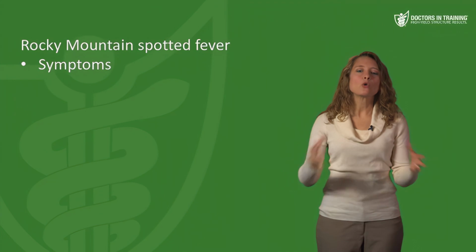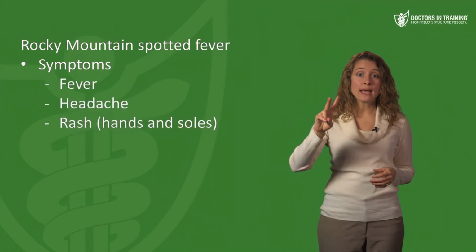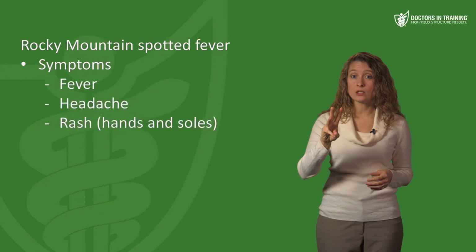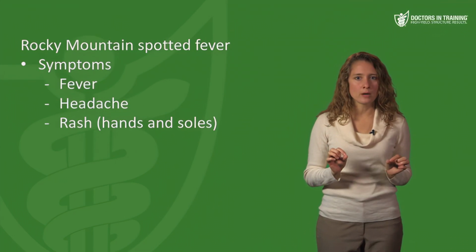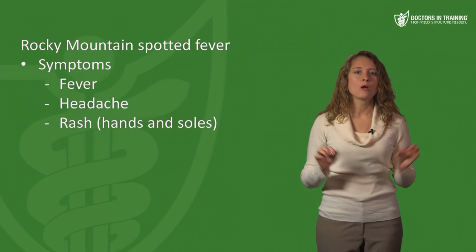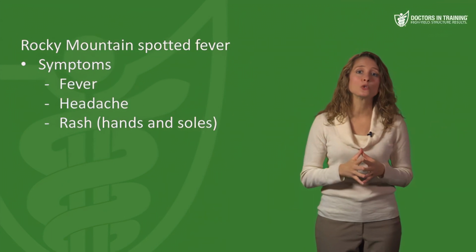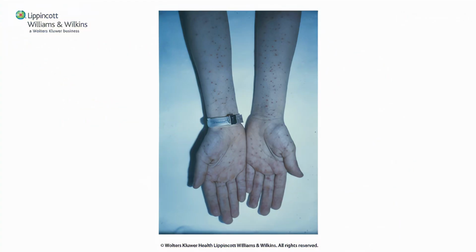What are the symptoms? Rocky Mountain spotted fever has fever, headache, and rash, like the other rickettsial illnesses that we're talking to you about. But there is one thing I really want you to remember about Rocky Mountain spotted fever: rash on the palms and the soles. If you take a look at this image, you can see the rash. It usually starts on the wrists and ankles and moves to the palms, soles, and trunk.